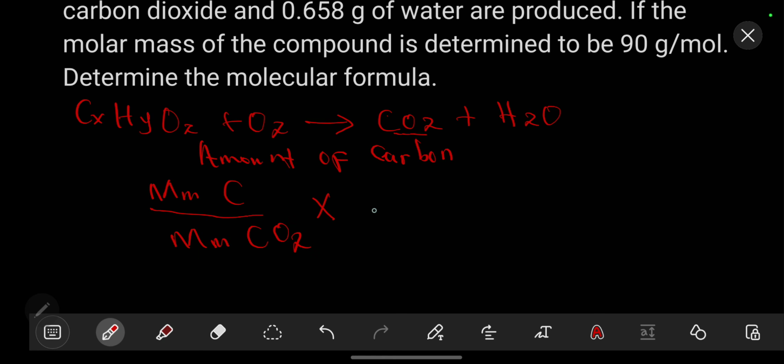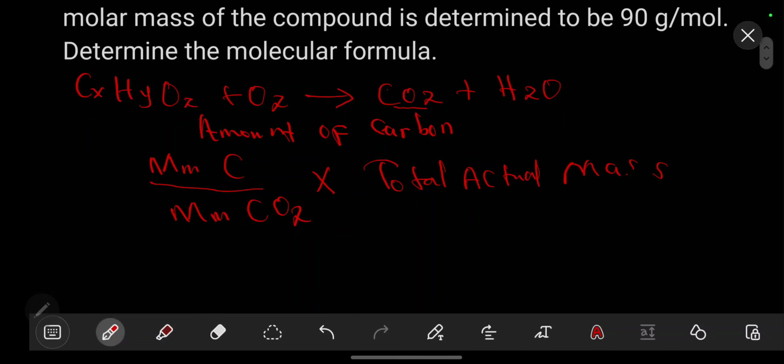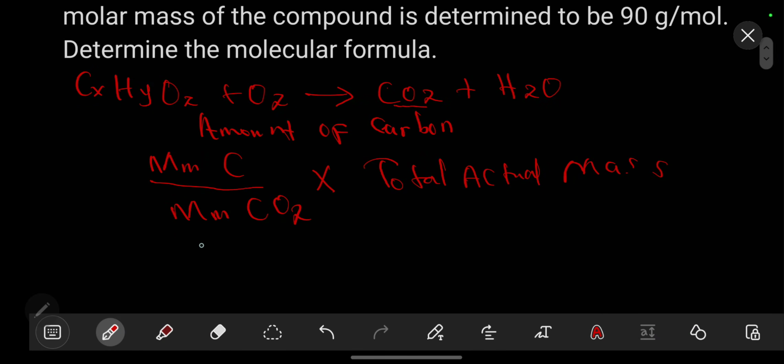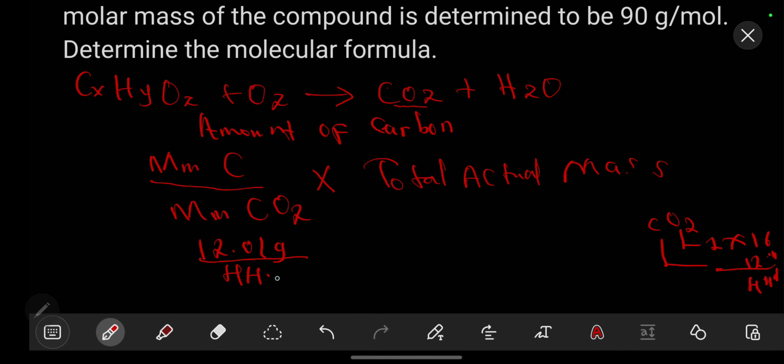What are we going to multiply? We are going to multiply by the total actual mass. So we know that the mass of carbon is 12.01 grams over, what is the molar mass of carbon dioxide? If we determine the molar mass of carbon dioxide, when we add this, we are going to get 44.01. So we have 44.01.